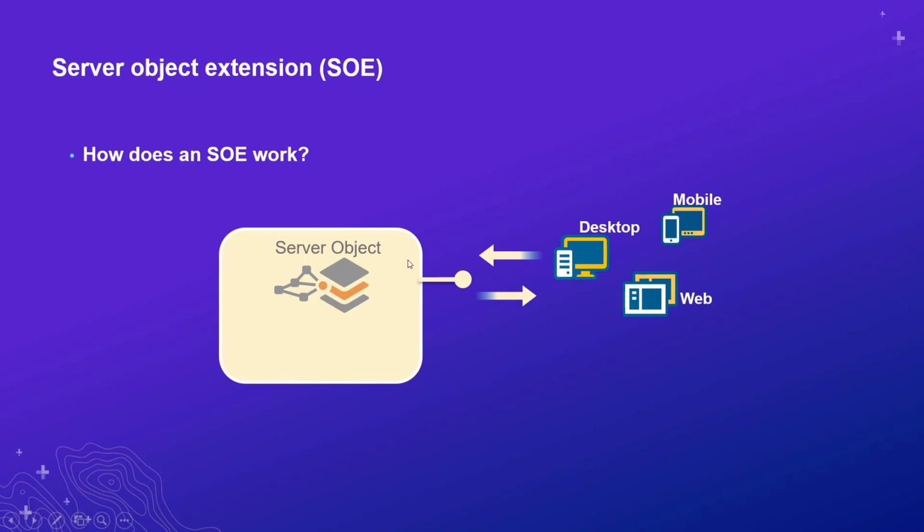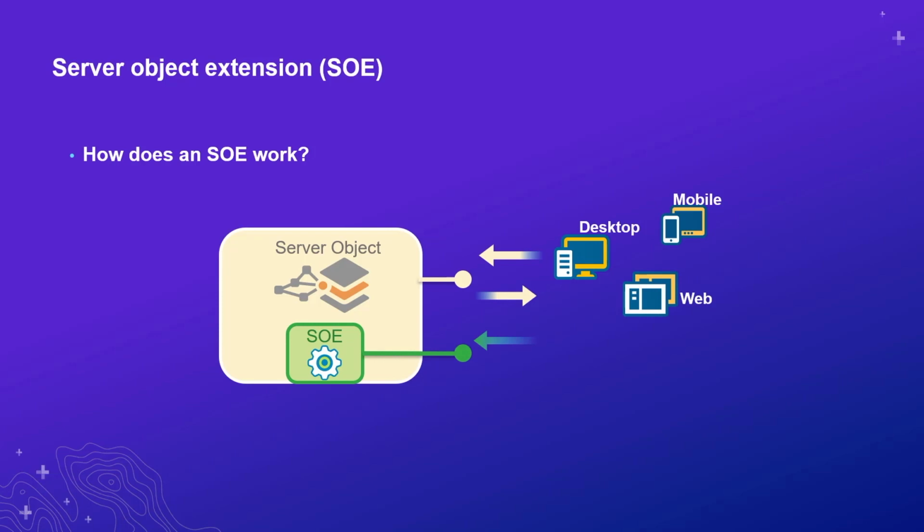Now, let's attach an SOE to this service. We can see this SOE also sits on the server side with the server object. We can also see this SOE exposes its own service endpoint, and accordingly, it creates new service operations. When the client application consumes this new service operation, it sends a request through the SOE's endpoint.